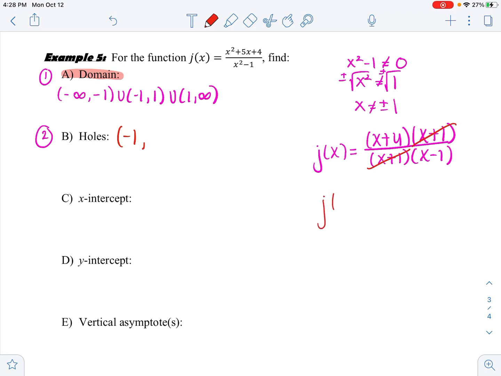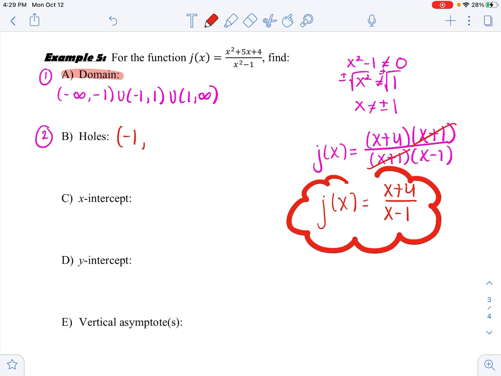And then now I want to write down my simplified function. Now this is the most important part, okay? This is what you are using to answer every other question. Don't ever look back at this. It's gone. It's over. Okay, you've simplified it down. So once you've found the x value of the hole, you're never looking back at the original.